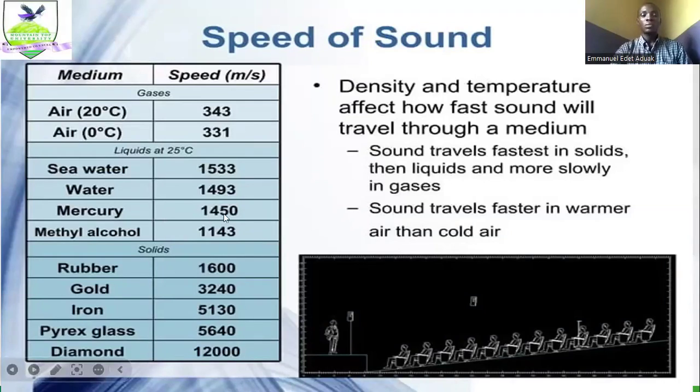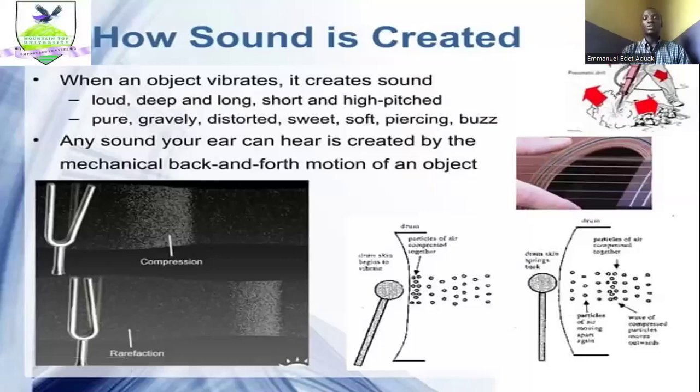So now, how is sound produced? When an object vibrates, it creates sounds. And this sound could be loud, deep, and long, short and high-pitched. It could be grave, pure, distorted, and so on and so forth. So any sound your ear can hear is created by the mechanical back and forth motion of an object.